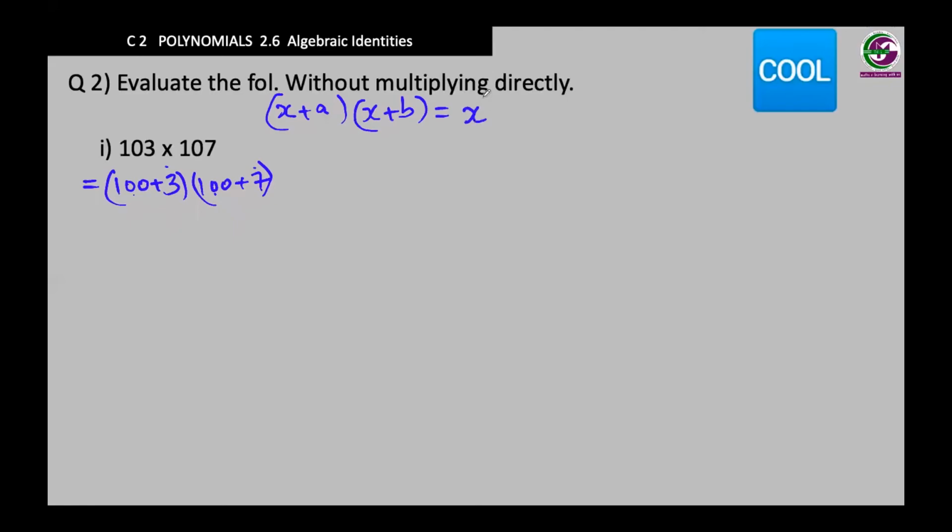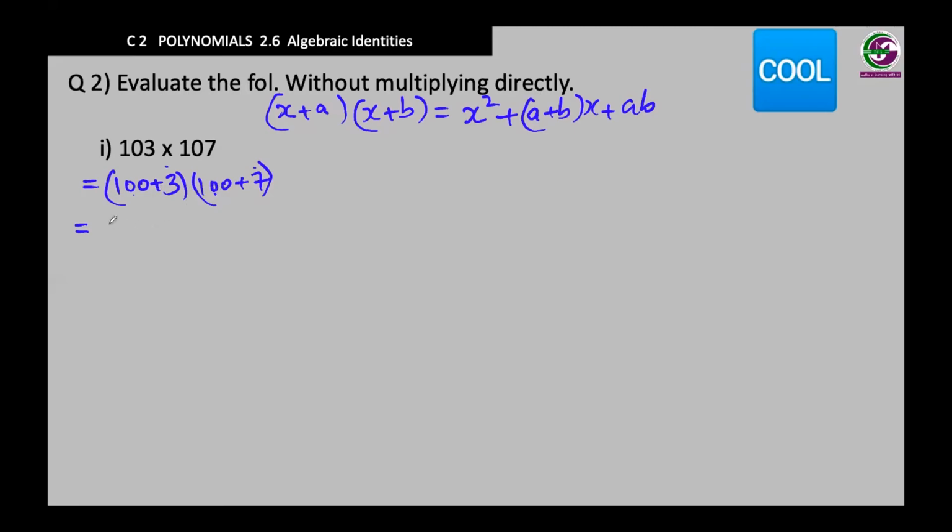Evaluate. Evaluate means we have to get the value without using normal multiplication, or we have to use the identity. So let's rewrite this. We can write this as 100 plus 3 times 100 plus 7. Which identity is it? First terms are the same, but second terms are not the same. So again, we have to use x plus a times x plus b, which is equal to, pause here and try to answer this, x squared plus a plus b times x plus a times b. Excellent.